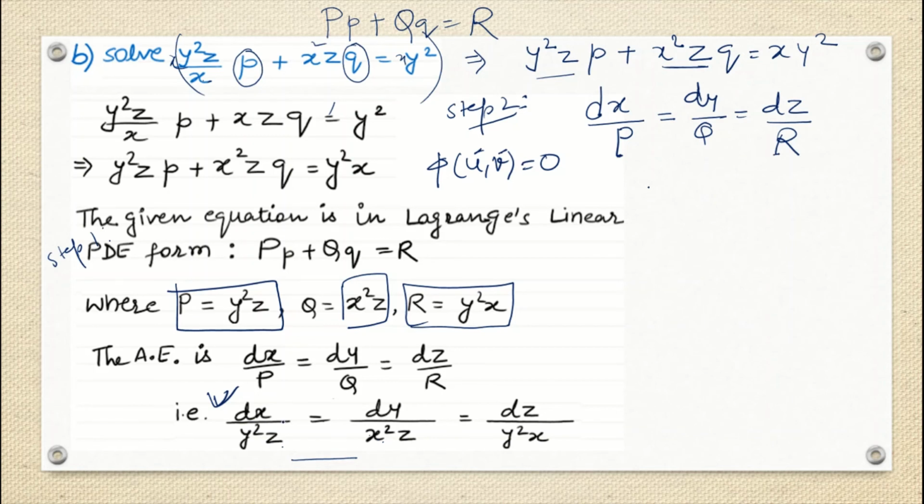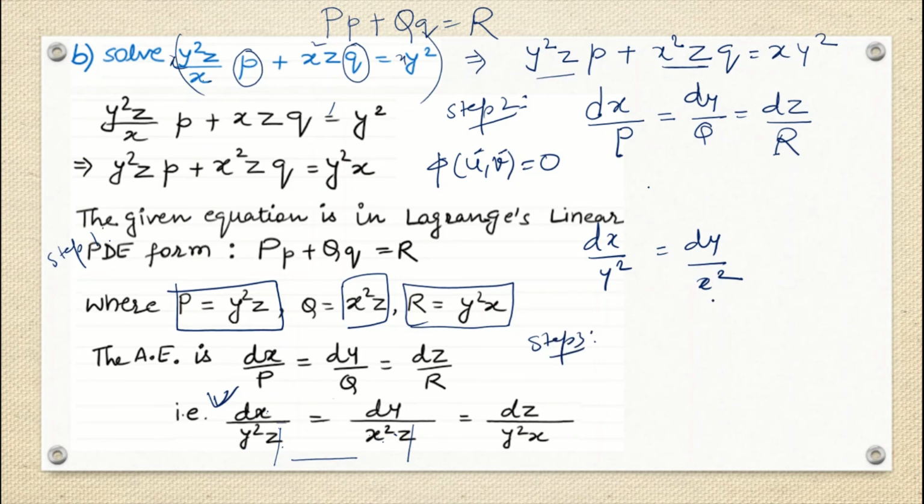So if I take these two fractions, then z will get cancelled. So this will be your dx by y square and dy by x square. That will be easier to integrate. So I write dx by y square equals dy by x square. So my step number 3 is what? I have to integrate it.